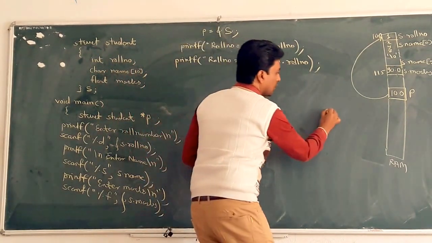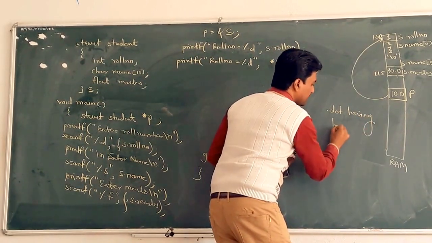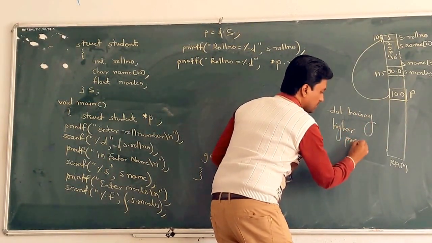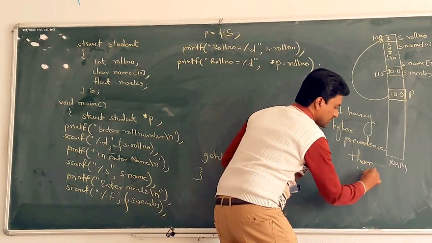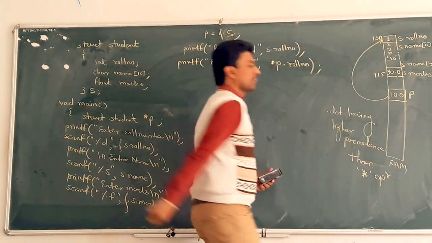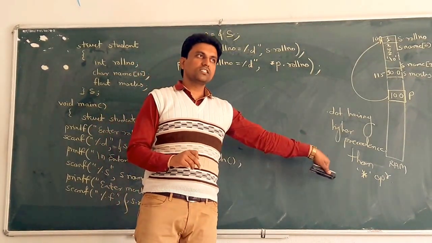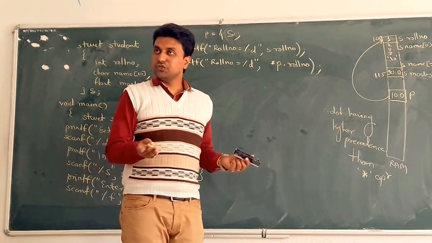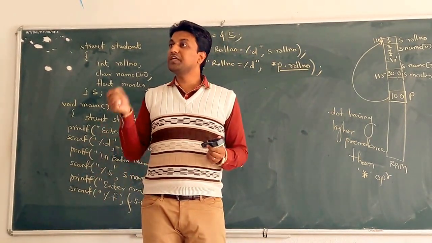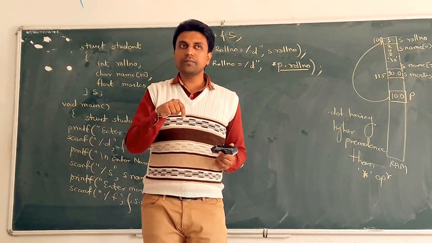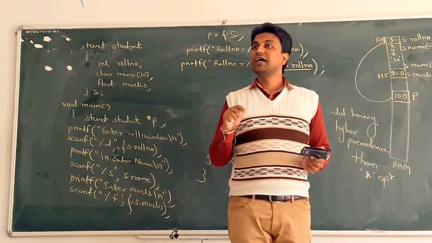The dot operator has higher precedence than the star operator. So what executes first? P dot roll number executes first. So what is the meaning of P dot roll number? P dot roll number means it gives you an address.